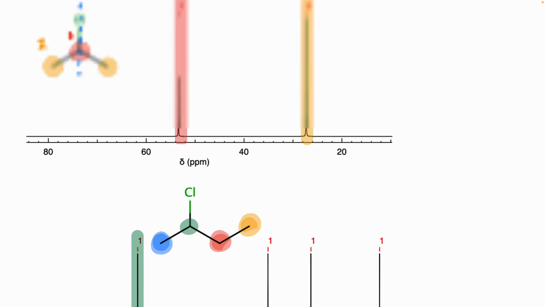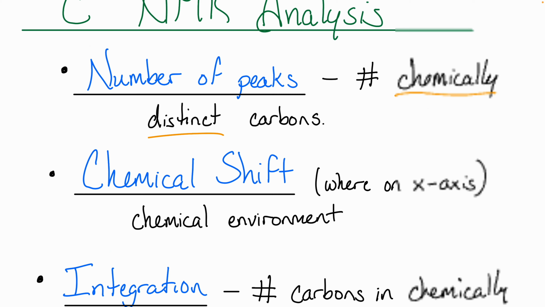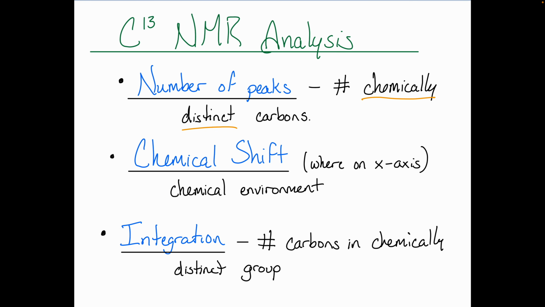Cool. All right, so carbon-13 NMR, we get information from the number of peaks we see, tells us how many chemically distinct carbons there are in our molecule. Where on the x-axis it absorbs tells us about our chemical environment. And then the integration, the area under those curves, tells us how many carbons are in that chemically distinct group.